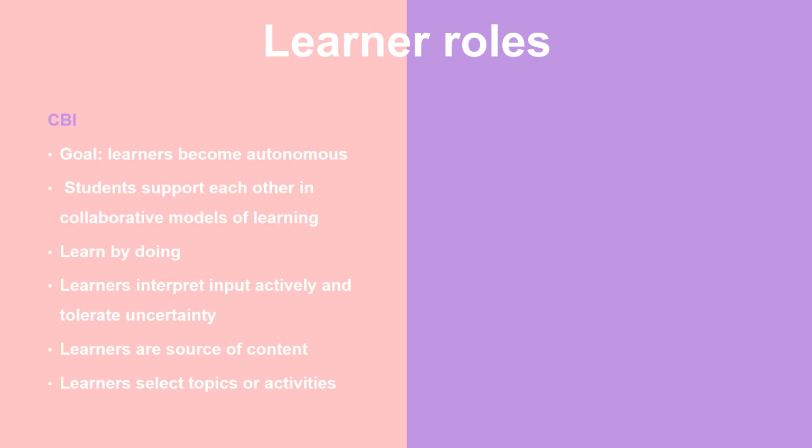A goal in CBI is for learners to become autonomous and understand their own learning process. Students support each other in collaborative models of learning. Learners learn by doing. Learners interpret input actively and tolerate uncertainty. Learners are the source of content. Learners select topics or activities.